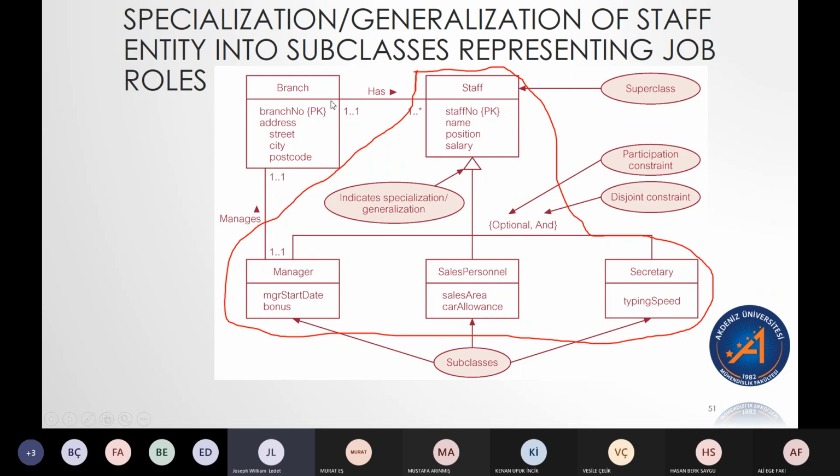Now notice that the branch does not have a has relationship with all three of these. It's not an individual relationship: branch has manager, branch has salesperson, branch has secretary. We don't have to do that. We can just say that the branch has staff. We don't care so much what type of staff they are. We just know that the branch has staff people.